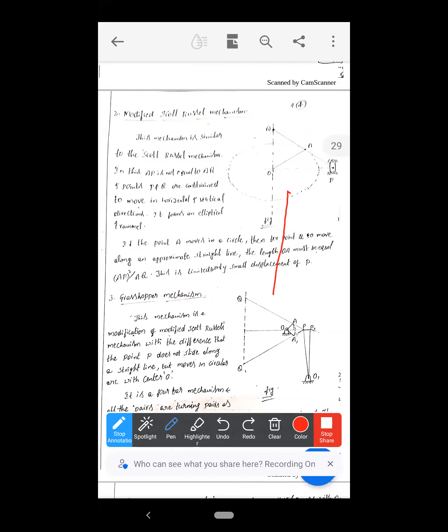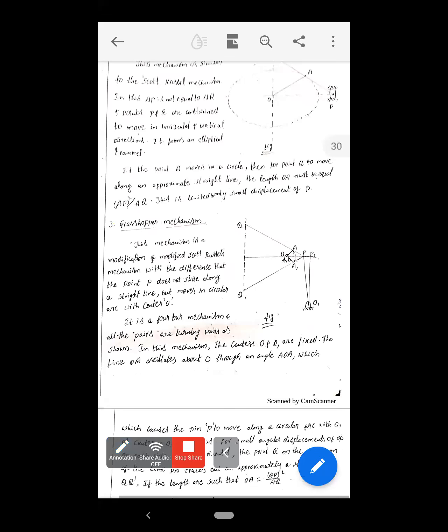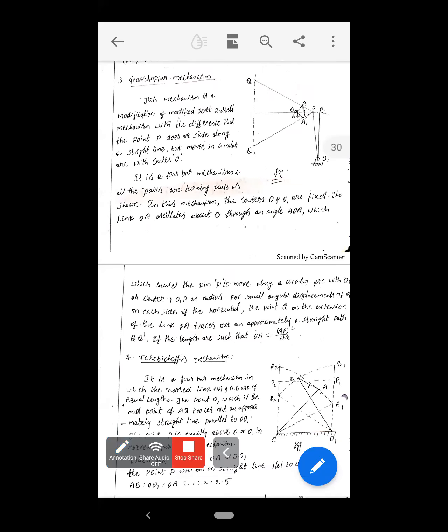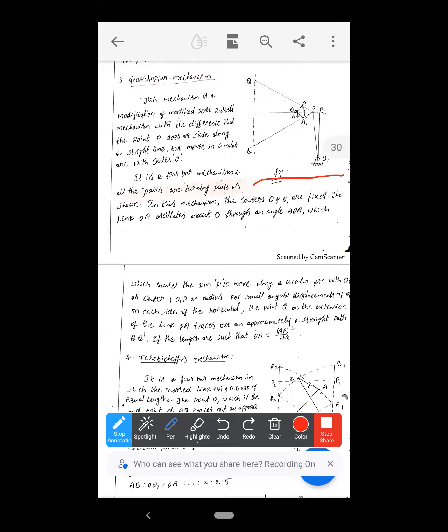Now we are going to see another one, the grasshopper mechanism. Just a big mechanism. How many links are there? Those are all given, just mentioned here. In this again, we have two fixed centers, two fixed links. The fixed links are O and O1.